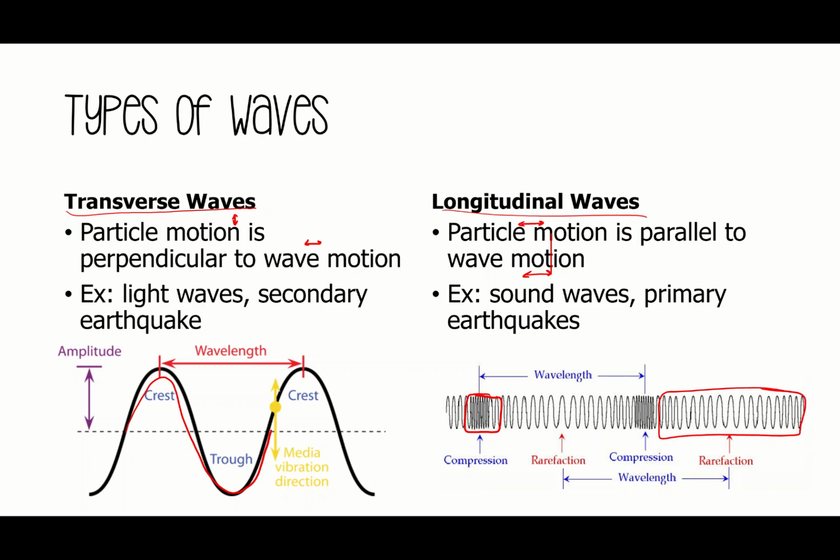Now, wavelength goes from a point on one wave to an identical point on the next wave. So if I go from the middle of a compression to the middle of a compression, middle to middle, that's a wavelength. If I go from the middle of a rarefaction to the middle of a rarefaction, that's a wavelength. I can go from the beginning of a rarefaction to the beginning of the next rarefaction, and that can also be my wavelength.